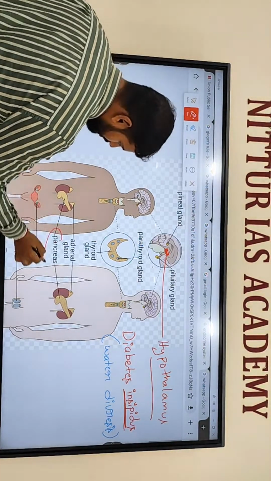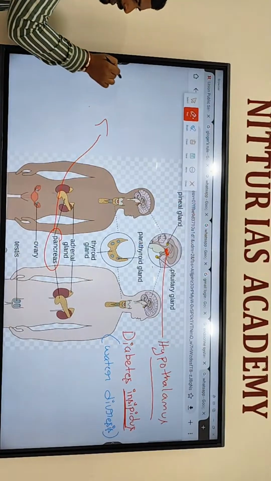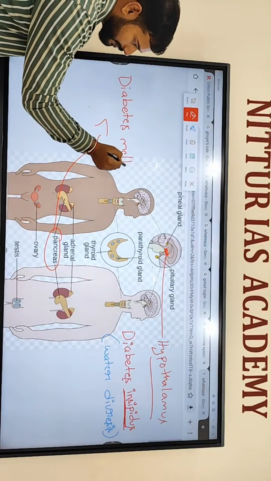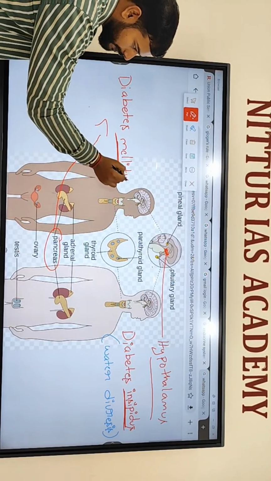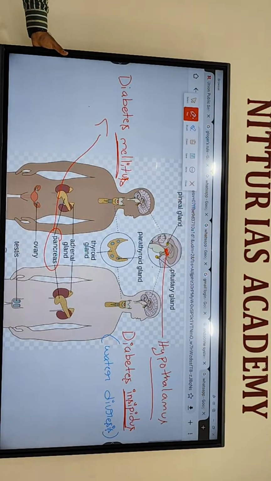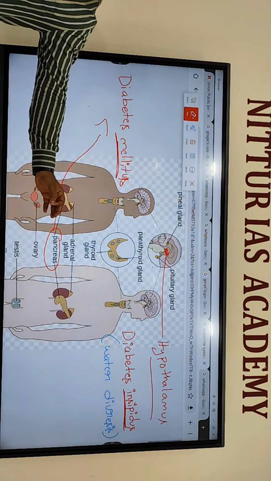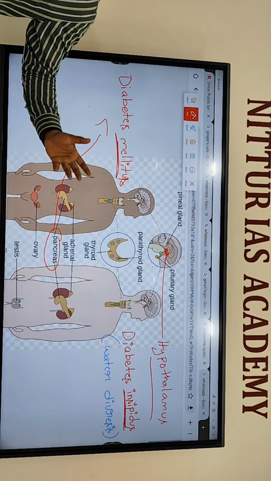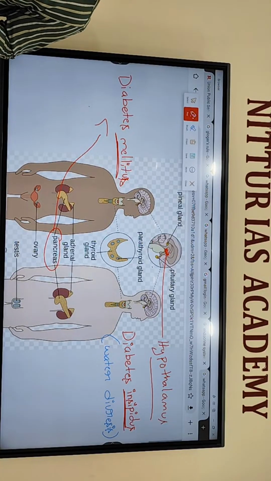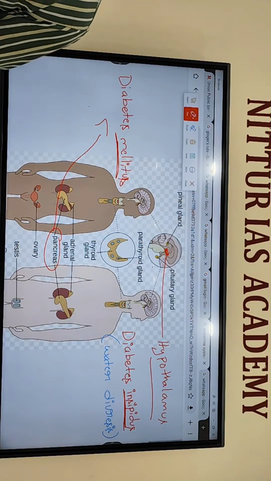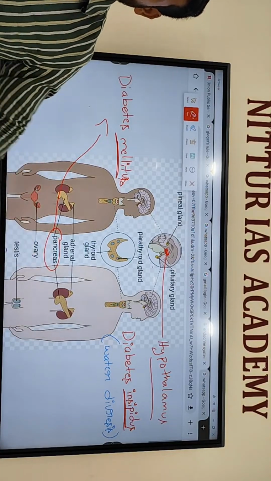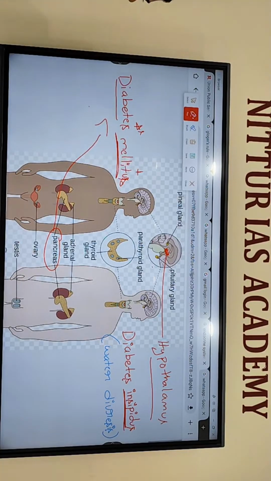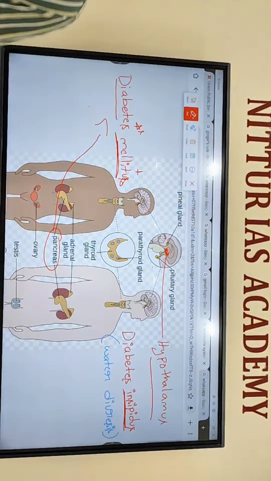What is the diabetes that we generally talk about, related to the pancreas? Diabetes mellitus. The sugar which we generally talk about, that is diabetes mellitus, where insulin fails to control the level of glucose in blood. So the blood sugar level increases, that is diabetes mellitus.